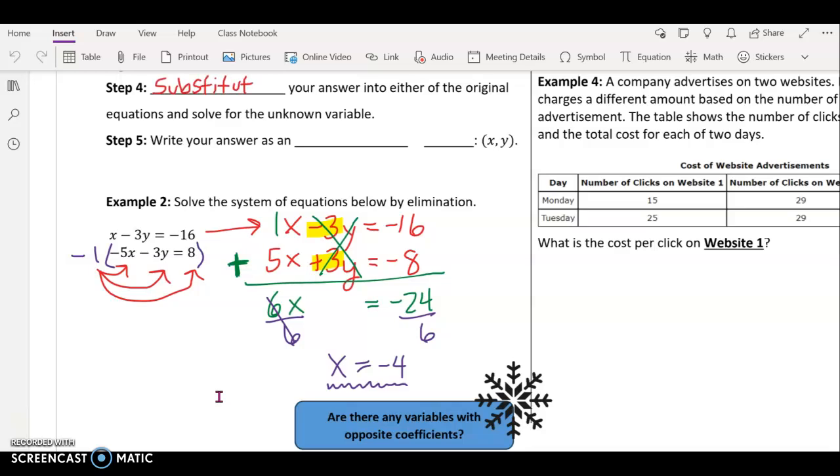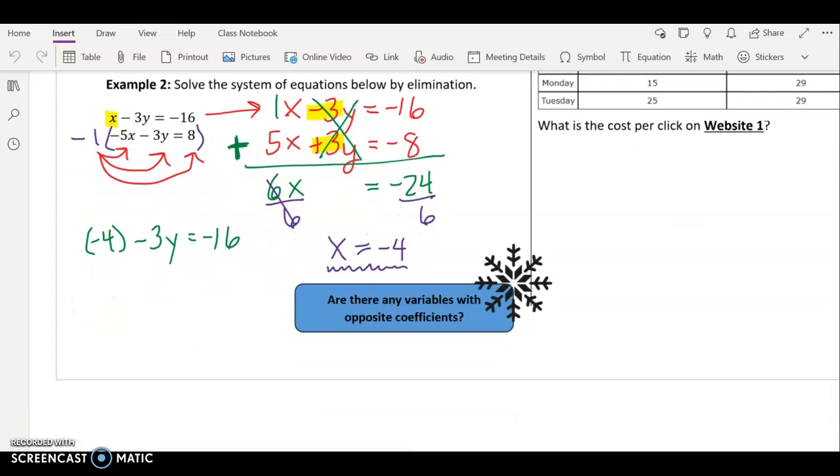Substitute your answer into either of the original equations and solve for the unknown variable. So because we know that x is -4, I can replace x as -4 in either of the equations. The top one looks easier to me, so I'm going to use the top equation, but this x here is going to become -4. So x minus 3y equals -16. But I'm replacing x with -4. So see, now there is only y's, and I can solve for that y and get that y alone.